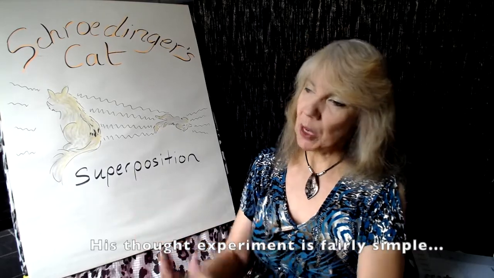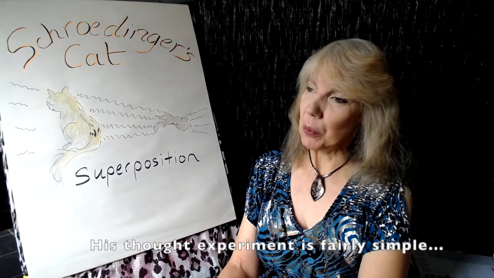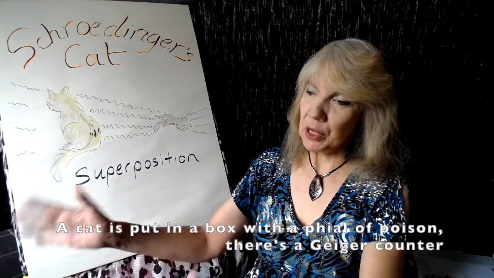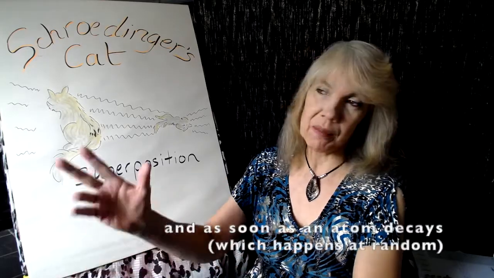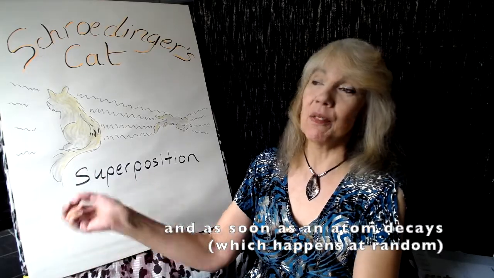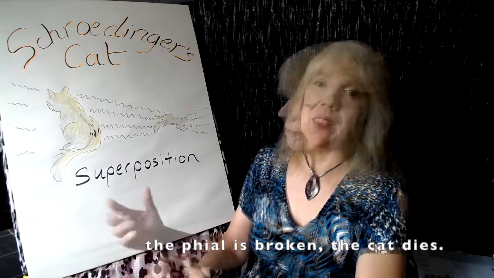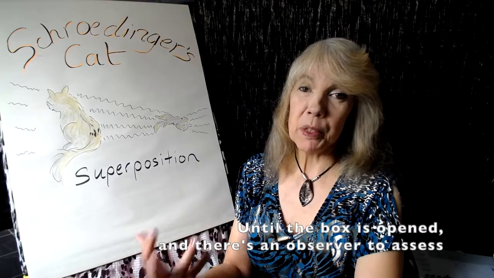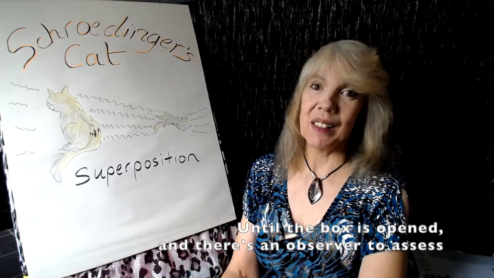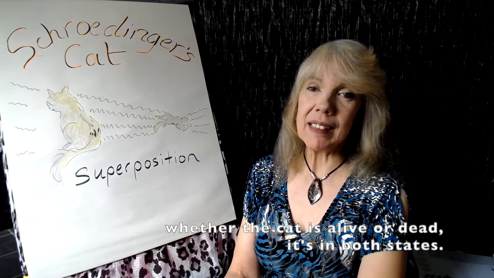Now, his thought experiment is fairly simple. A cat is put in a box with a phial of poison. There's a Geiger counter, and as soon as an atom decays, which is at random, the phial is broken, the cat dies. The illustration is that until the box is opened and there is an observer to assess whether the cat is alive or dead, it's in both states.